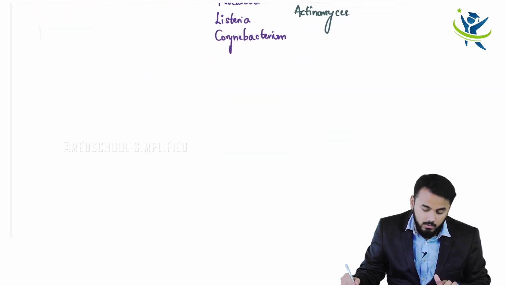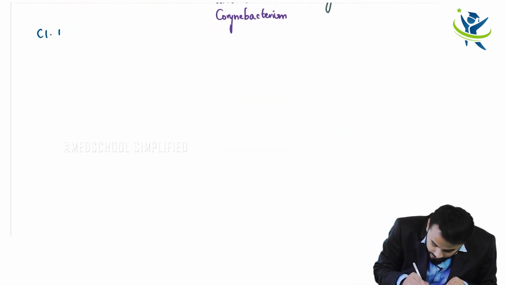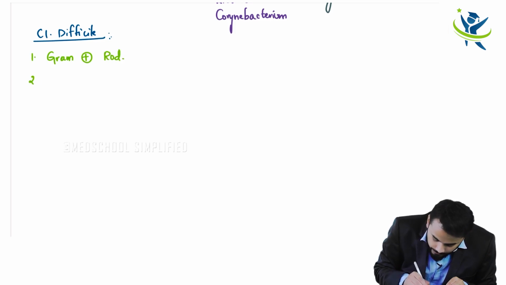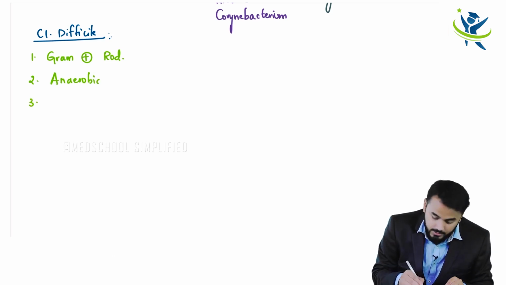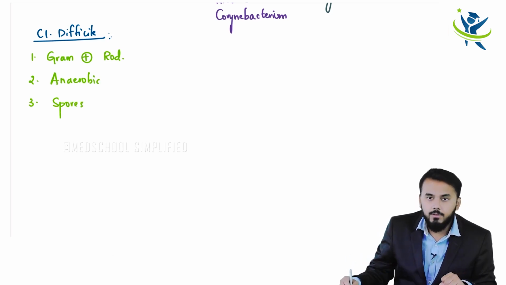So shall we write it down? What is Clostridium difficile? Clostridium difficile is a gram positive rod which is anaerobic, and it releases spores. So these three things you know very well.